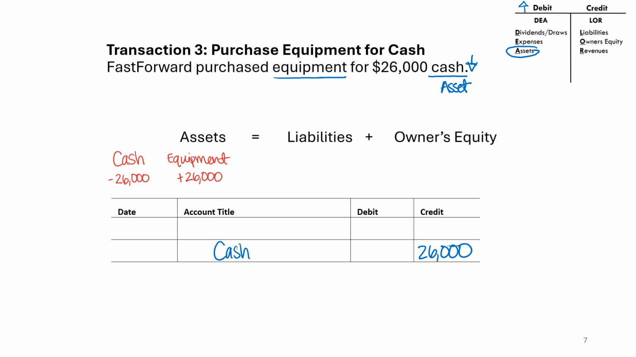The other account that we're looking at is equipment. Equipment is also an asset. Equipment is increasing. So assets are increased by a debit. So we will debit equipment for $26,000.